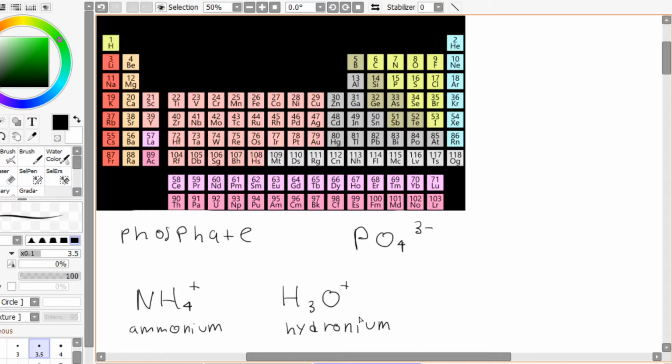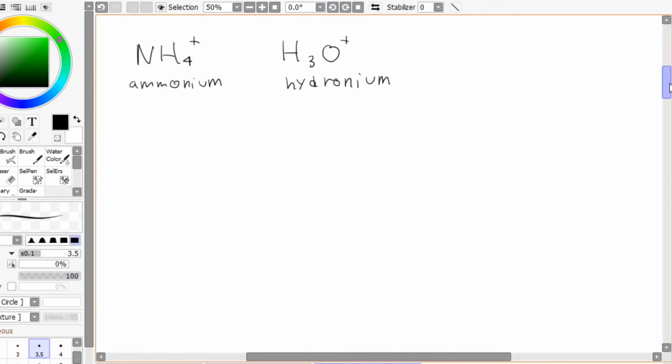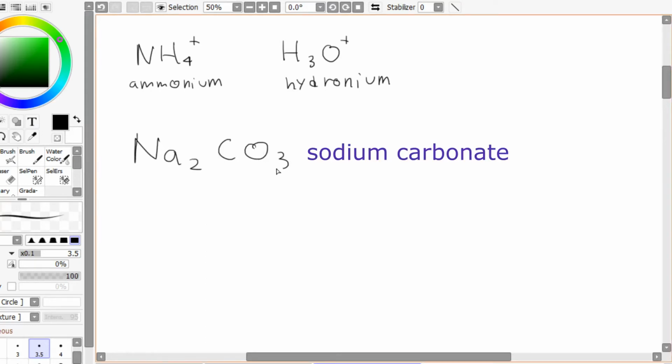When an ionic compound is formed with a polyatomic ion, the naming rule is just saying the name of the metal followed by the polyatomic ion name. So, for example, if we are going to work with a compound like this, this is called sodium carbonate because we have sodium, and this right here is a carbonate.